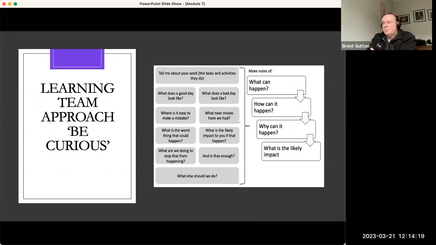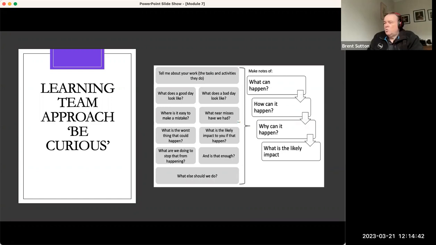We want them to describe where it's easy to make a mistake or what near misses we've had. We want them to explore what's the worst thing that could happen or what's the likely impact. But more importantly, we want them to share with us, what are we doing to stop that from happening? Is that enough? And what else should we do?